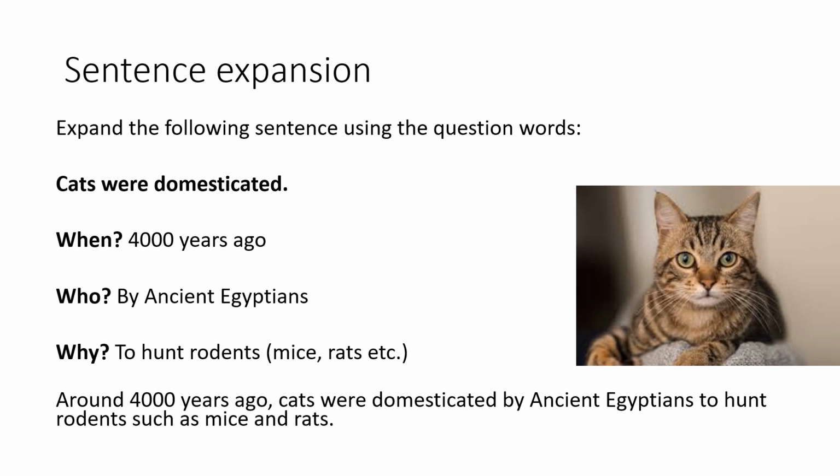Around 4,000 years ago, cats were domesticated by ancient Egyptians to hunt rodents such as mice and rats. So I'm using the questions to help me to develop my sentence. Choose some appropriate questions to develop some of your sentences. Here are some more examples.